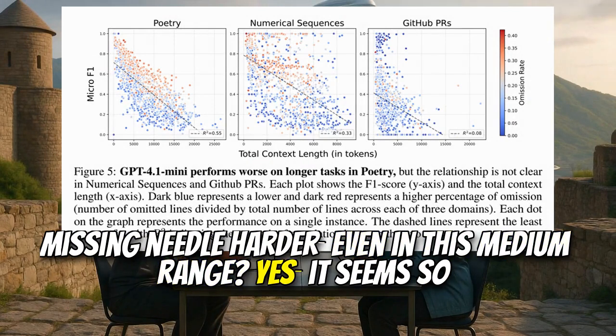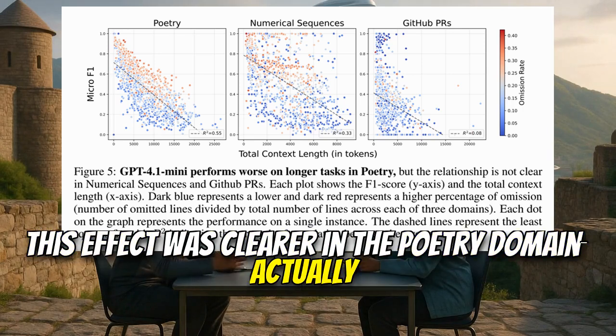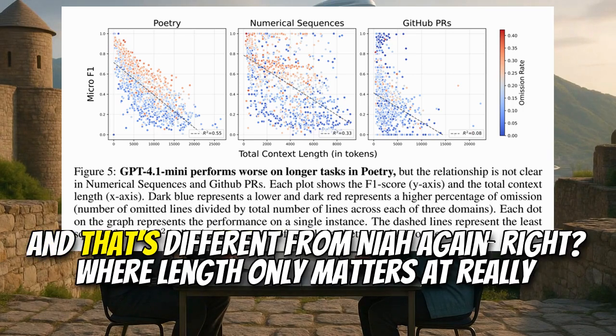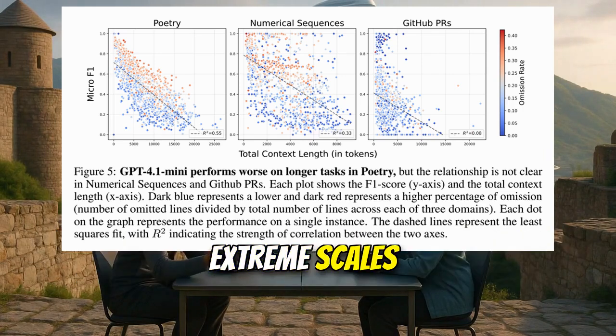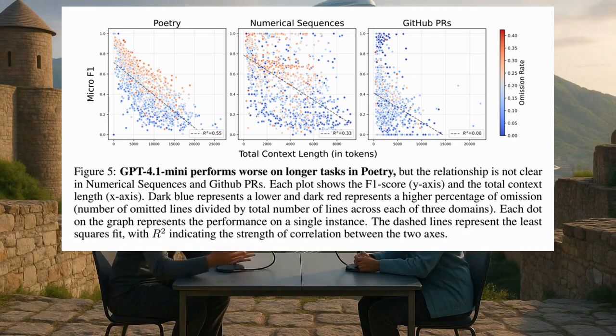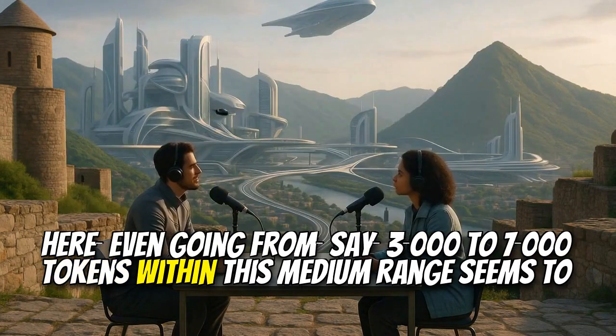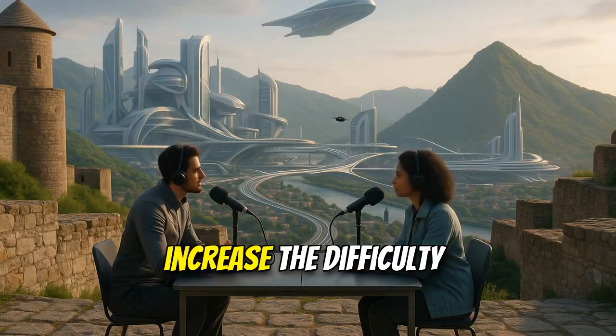Okay. And does making the haystack bigger, the context longer, make finding the missing needle harder, even in this medium range? Yes, it seems so. Longer context length generally led to lower performance. This effect was clearer in the poetry domain, actually. There was a noticeable correlation there. And that's different from NIAH again, right? Where length only matters at really extreme scales. Precisely. With NIAH, problems usually only crop up way out past 100,000 tokens, sometimes millions. Here, even going from, say, 3,000 to 7,000 tokens within this medium range seems to increase the difficulty.